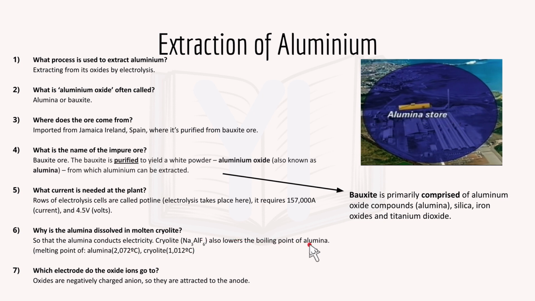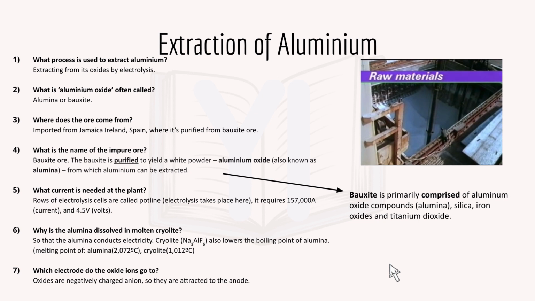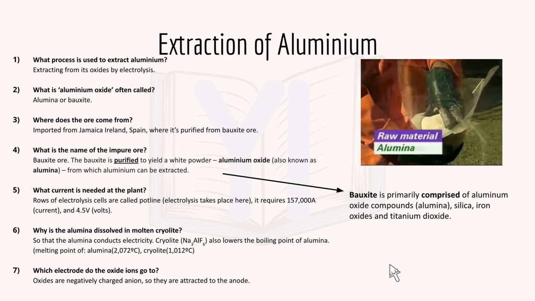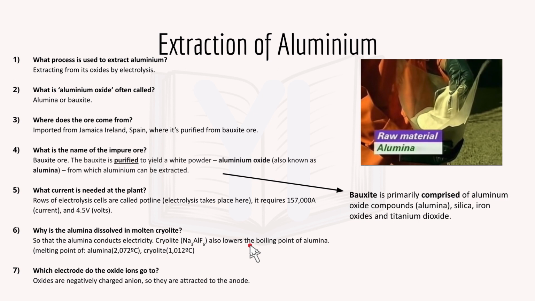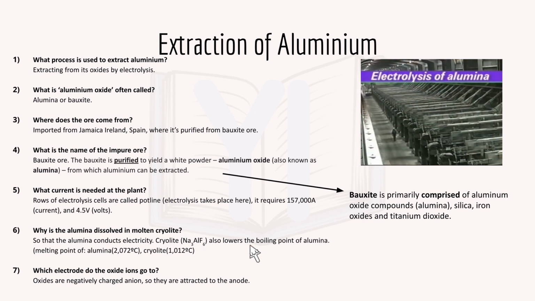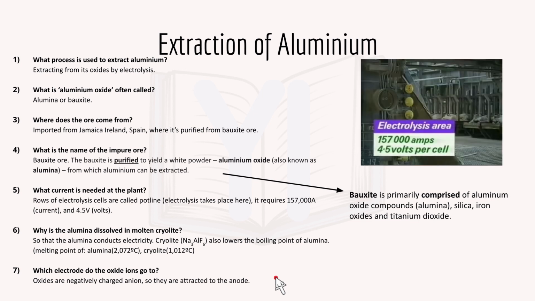And this right here, the wording is a bit not correct, because we can't say cryolite lowers the boiling point of alumina or aluminium, because it technically doesn't. The cryolite lowers the boiling point of the whole molten solution. Beware that in some tests or mark schemes, if you say cryolite lowers the boiling point of aluminium, you're marked as incorrect, because you have to say the solution or the whole molten solution. And which electrode do the oxide ions go to? Because they are negatively charged, they're attracted to the anode.